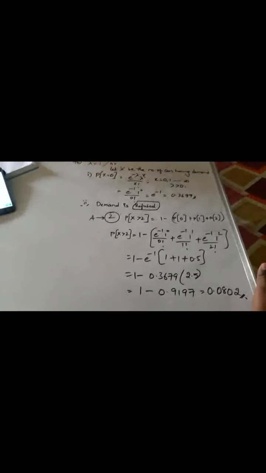So 1 minus P of x greater than 2, that means convert it: 1 minus of P of 0 plus P of 1 plus P of 2. So here is the answer. This is question number 76. Please make a note.